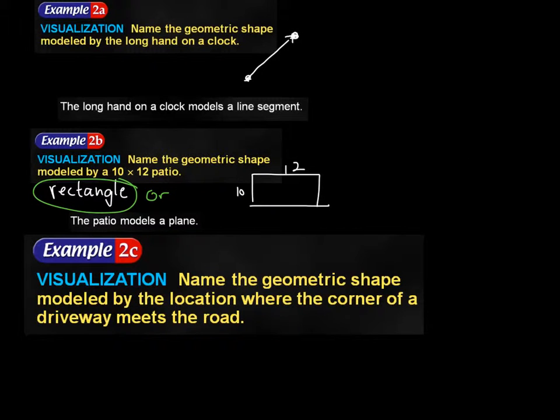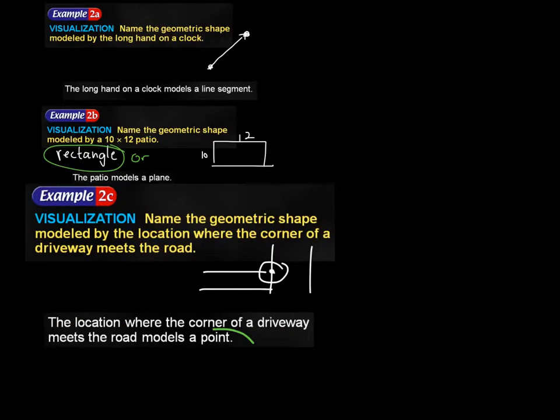Name the geometric shape modeled by the location where the corner of a driveway meets a road. Okay, so I've got a 2D driveway meets a road. So they want this specific location. That is definitely a point because it shows exactly where the two cross.